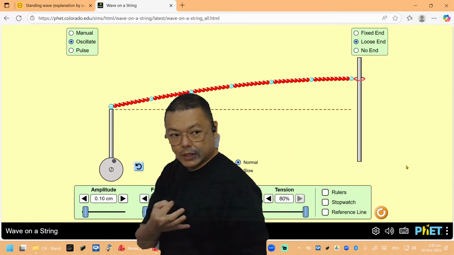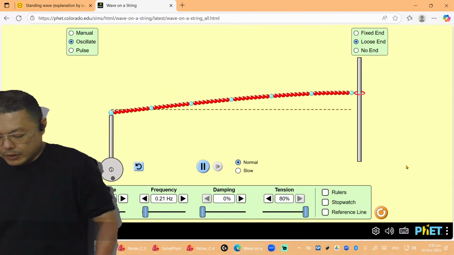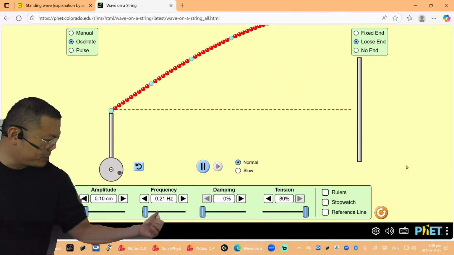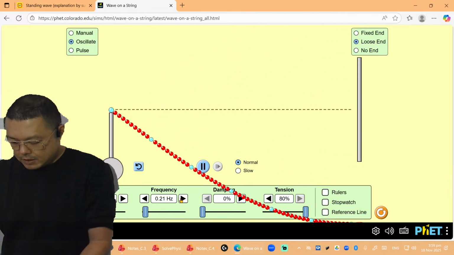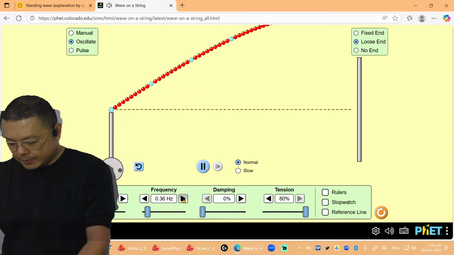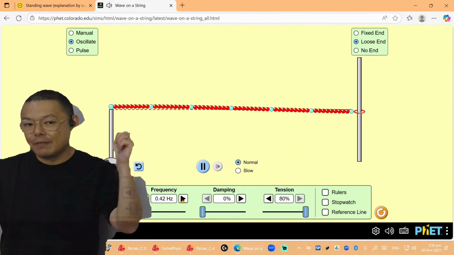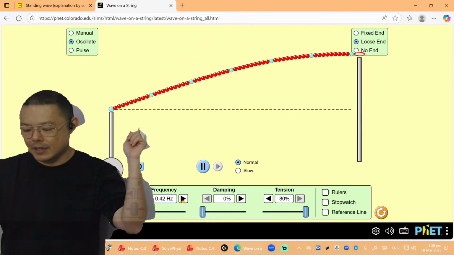3/4. The next one is 3/4. Yeah, 3/4. How about double the frequency? What happens if I use 0.42 like just now? You know, I go with 0.42. What do I get? I should get half a wave, right? But can I fit half a wave into this system here?